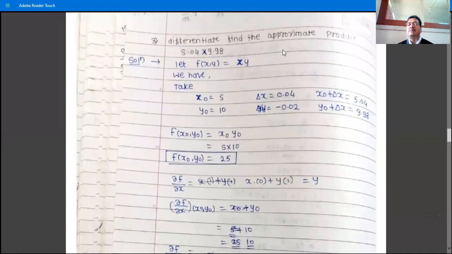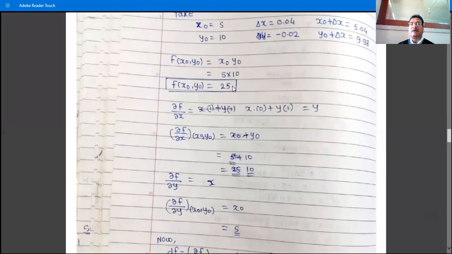Find the approximate value by using differentials. What is the value? 5.04 into 9.98. So f of x y is x into y, and then take x naught, the nearest integer to 5.04, which is 5. Then delta x is 0.04 because their addition is 5.04. Then y naught is nearest to 9.98, the nearest integer is 10, and obviously delta y is minus 0.02. If you add y naught and delta y, then it is 9.98. And the value of the function at x naught, y naught is 25.